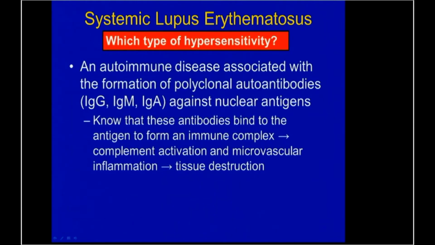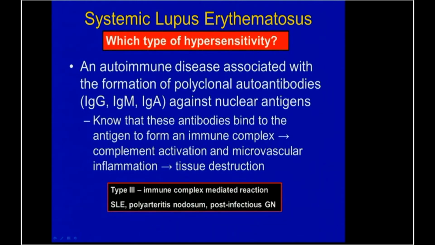Which type of hypersensitivity? That's very obvious that this is type 3 because of the complex and the activation of the complement. What are the other conditions that are commonly asked about in type 3? Autoimmune, polyarteritis nodosa, post-infectious glomerulonephritis are type 3 hypersensitivity reactions, all of them. Okay.